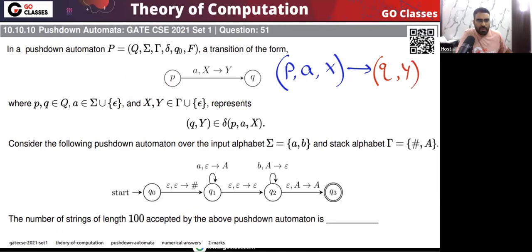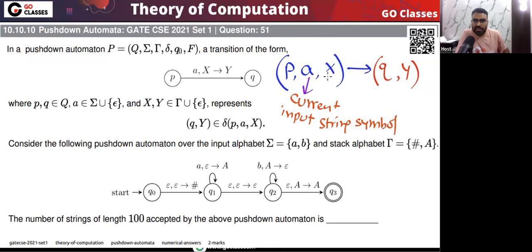So a very simple point to remember: whenever you have this type of transition, it means that p is your current state, and what is this a? This is your current input symbol, yes or no? This a is your current symbol on the input string.